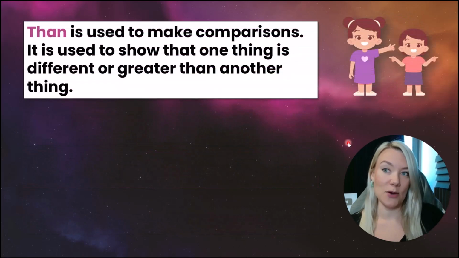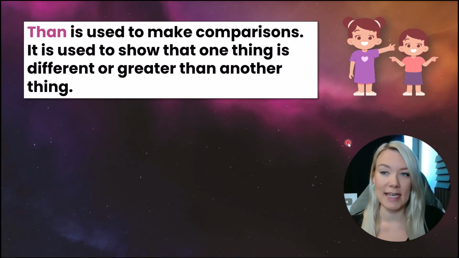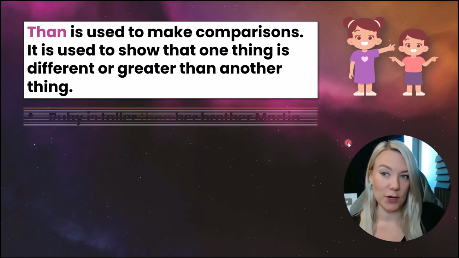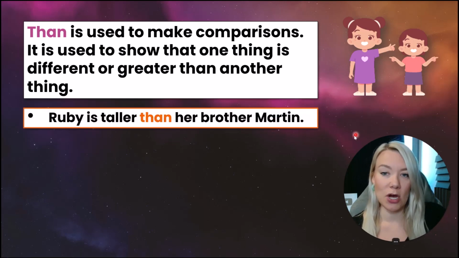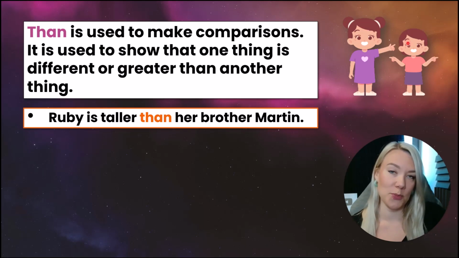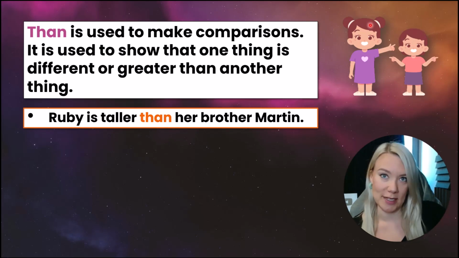Now let's talk about than. So than is used to make comparisons. It is used to show that one thing is different or greater than another thing. Okay, for example, Ruby is taller than her brother Martin. So imagine this is Ruby. We're comparing her with her brother. She is taller than Martin. Martin is shorter than Ruby. Okay? We see this word than a lot with comparatives.